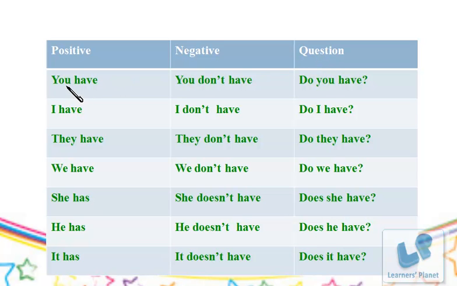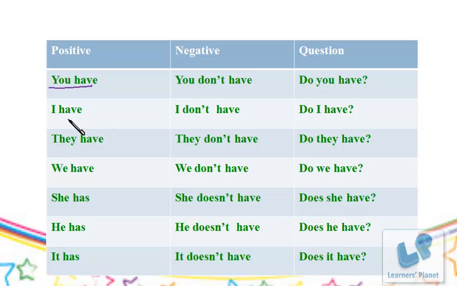So the first one is you have. This means that the thing that we are talking about belongs to you, or something related to that, or something just exactly like that belongs to you. Negative would be you don't have. This means the thing that we are talking about does not belong to you. And the question would be, do you have, or does this thing belong to you?